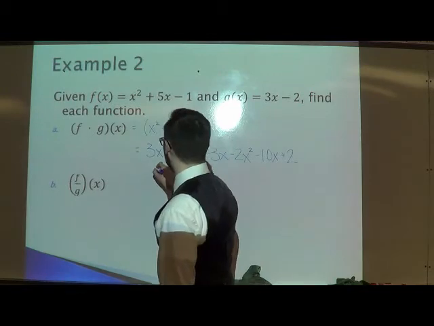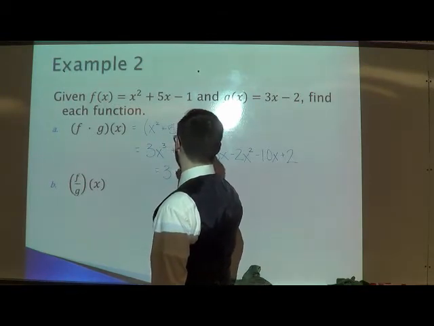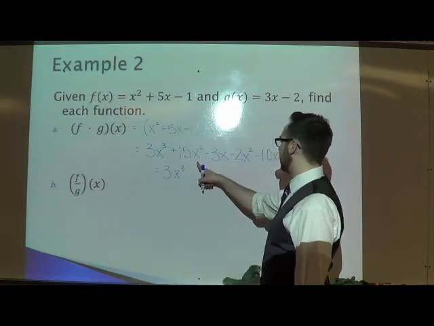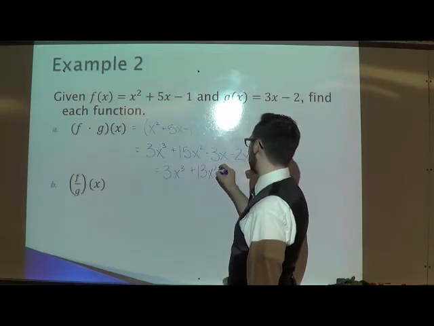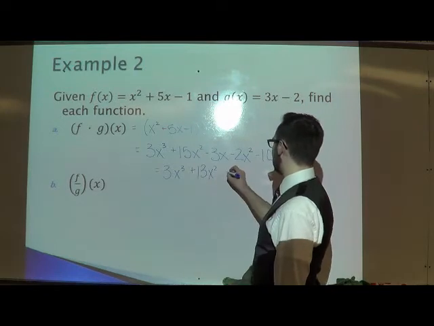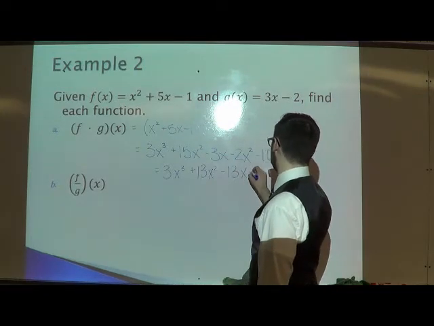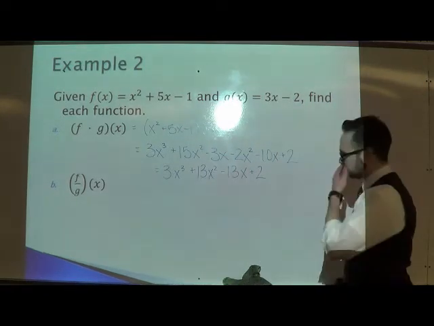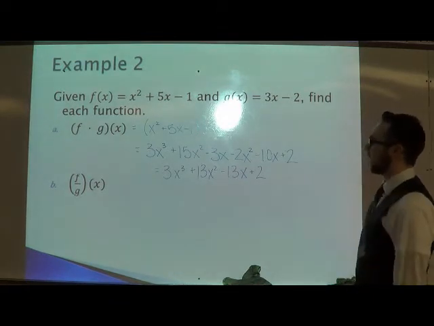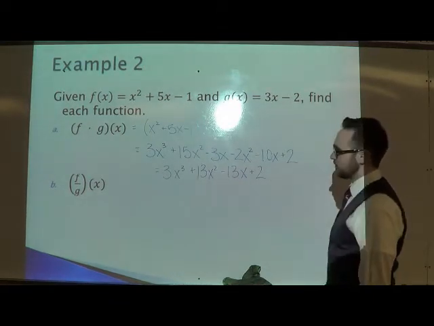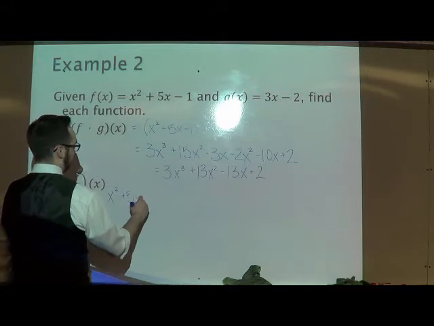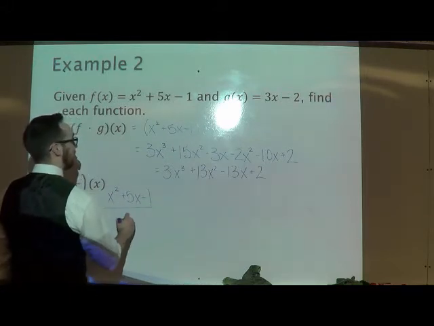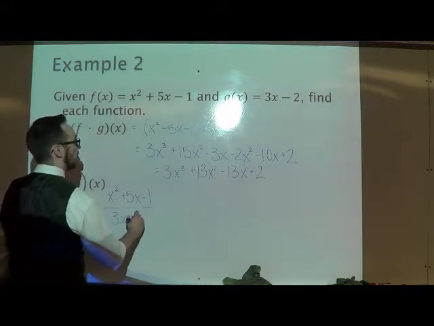Combine like terms. There's nothing else for the cube, so we just have 3x cubed. 15x squared minus 2x squared is a positive 13x squared. Negative 3x minus 10x is a minus 13x plus 2. And again, we're not actually going to divide this out for the f divided by g. We're just going to rewrite this as x squared plus 5x minus 1 divided by 3x minus 2.